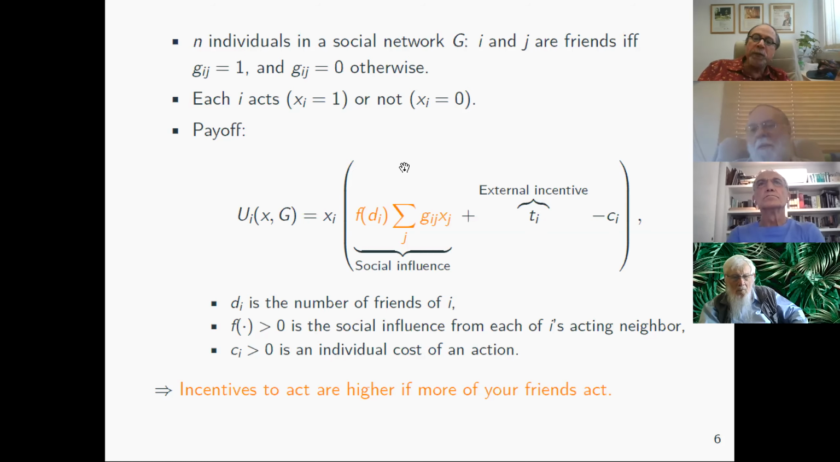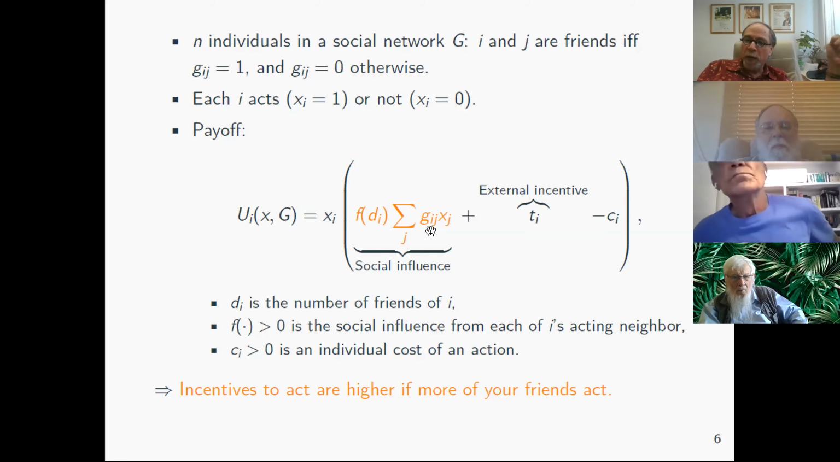Now, the more delicate thing is this part of the utility function, which I call the social influence. So what is social influence? The social influence looks at the number of your friends that take the action. Gij is going to be 1 whenever you, i, are linked to j, and Gij times xj is 1 if and only if you are linked to j and j does take the action. So this is the number of people amongst your friends that took the action. But this is not everything.